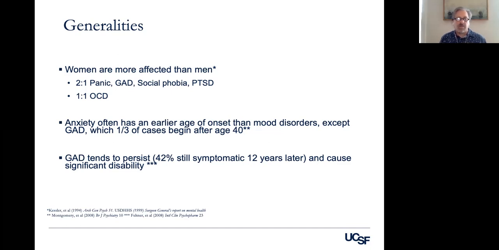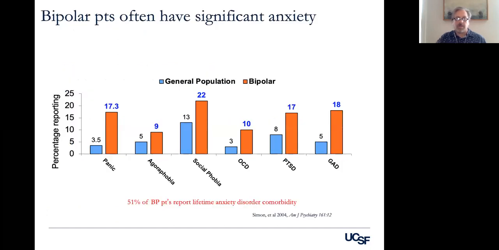So women tend to have panic, GAD, social phobia, and PTSD at rates of about 2 to 1 over men. OCD appears to affect men and women about equally. And that anxiety tends to show up in the lifespan earlier than mood disorders. But GAD can certainly show up later, but often people will talk about having anxiety before they talk about having depression. And GAD does tend to be somewhat persistent and can cause a lot of disability. So another good argument for treatment, whether that's pharmacological or psychotherapy.